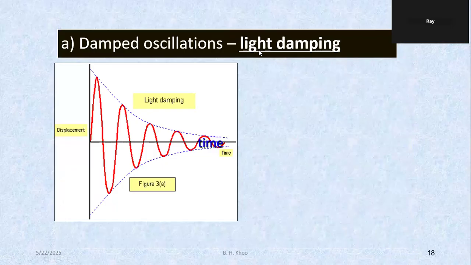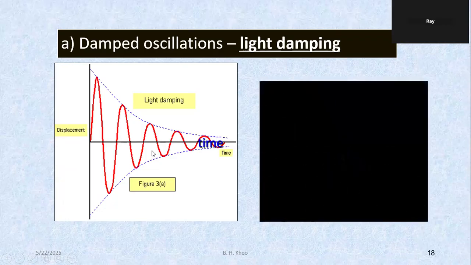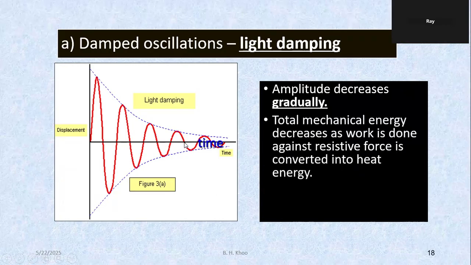Damped oscillation, light damping. Right? This is called light damping. Amplitude decreases gradually. Right? Amplitude becomes smaller and smaller until it stops. Total mechanical energy decreases as work is done against resistive force. It's converted into heat. So as it moves, it does work against the air resistance, so energy is converted into heat in the air.